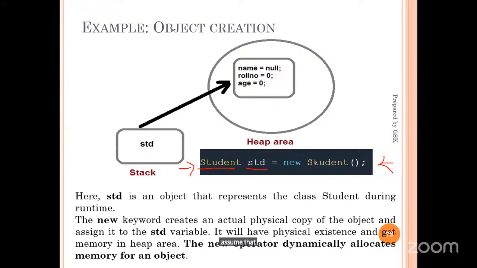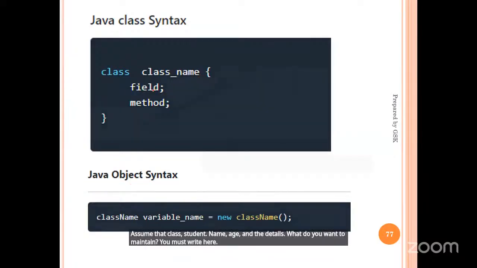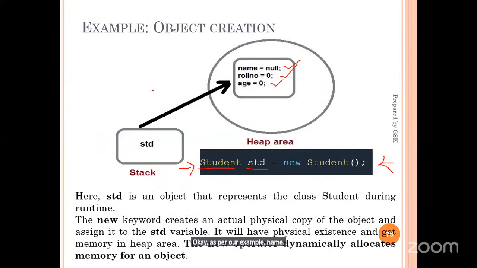Assume that in the class student, I declared three variables. Listen carefully. Those three variables are name, roll number, and age. I want to store student name, student roll number, and student age. That is why I created three variables in the class by following the same syntax. You must write the details you want to maintain here. As per our example, name, roll number, age.